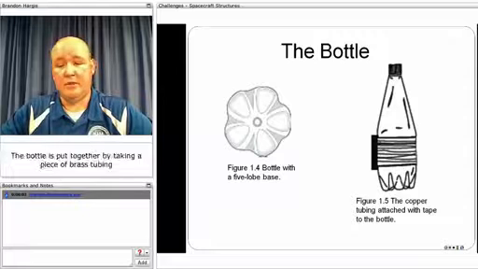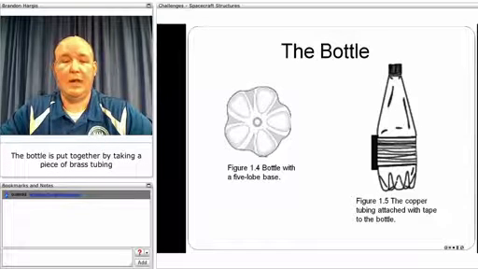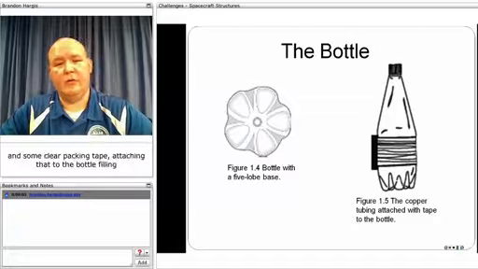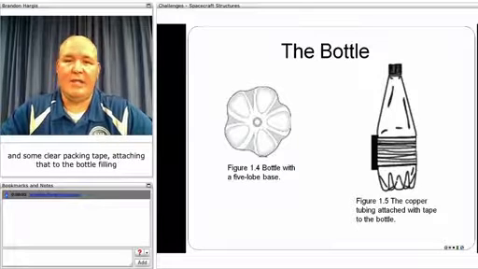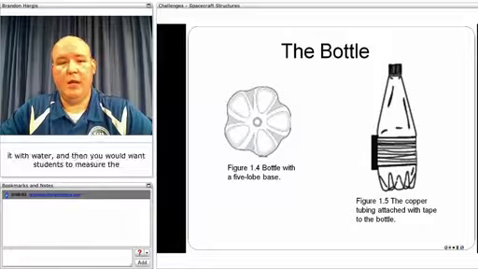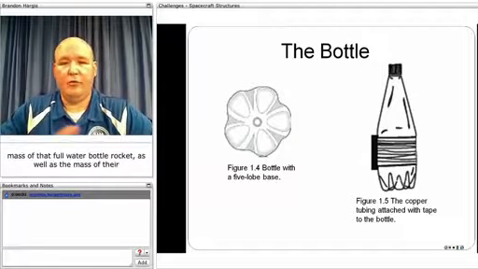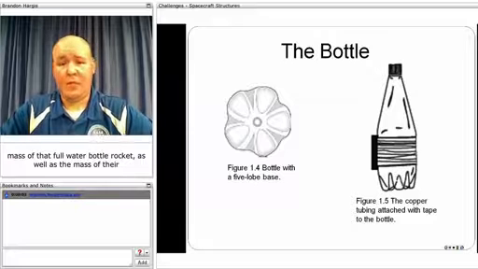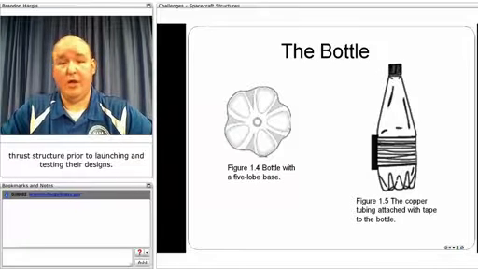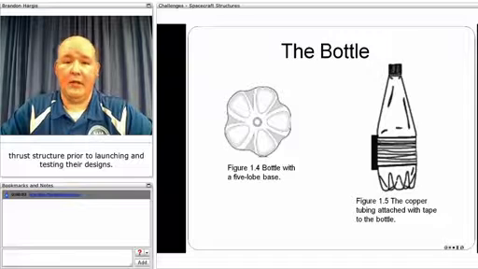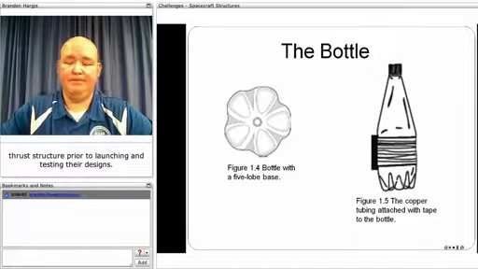The bottle is put together by taking a piece of brass tubing and some clear packing tape, attaching that to the bottle, filling it with water, and then you would want students to measure the mass of that full water bottle rocket as well as the mass of their thrust structure prior to launching and testing their designs.